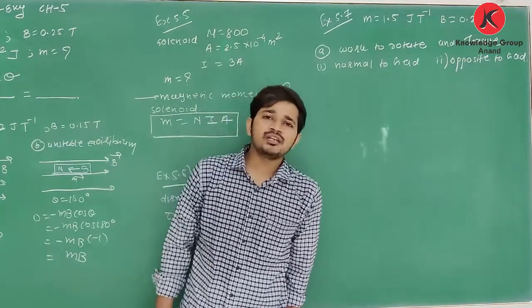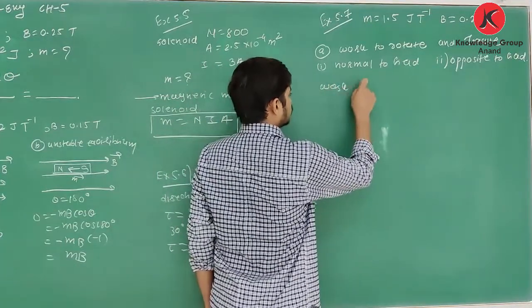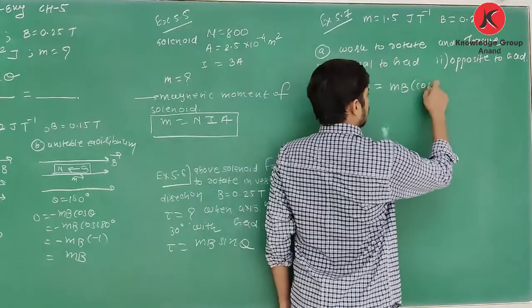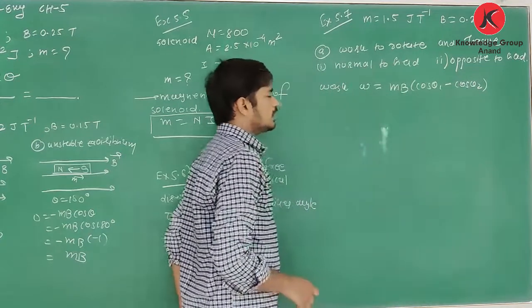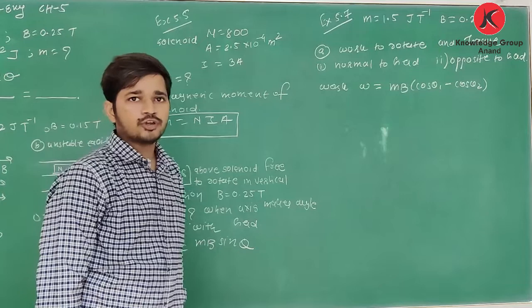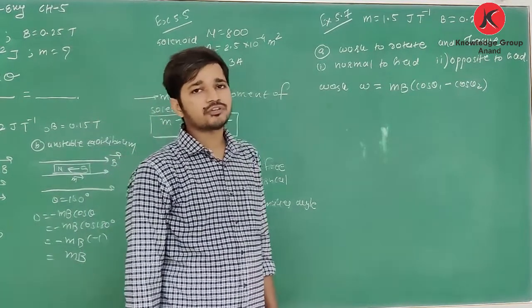We have obtained one equation of work. The work to rotate, W, is equal to mB (cos theta 1 minus cos theta 2). Where theta 1 is the equilibrium condition, so obviously theta 1 is equal to 0.